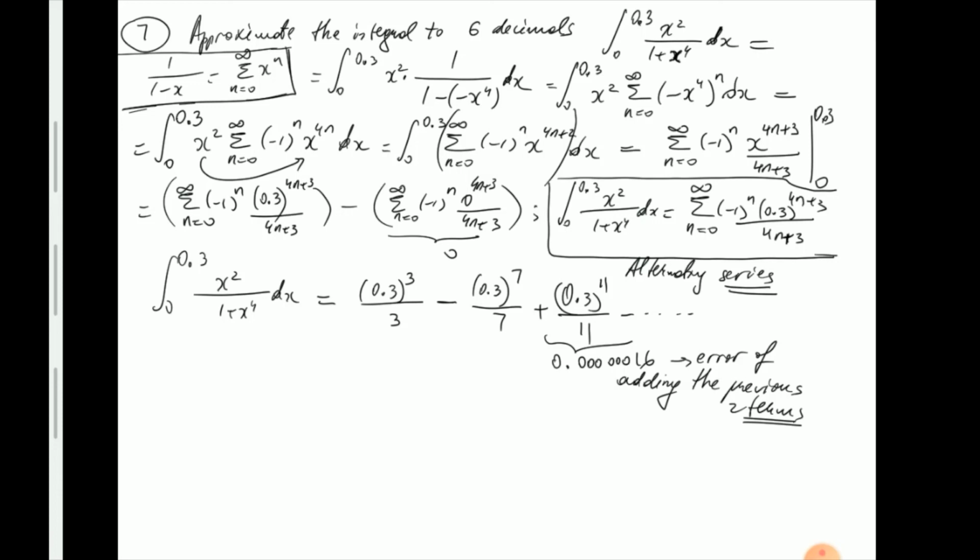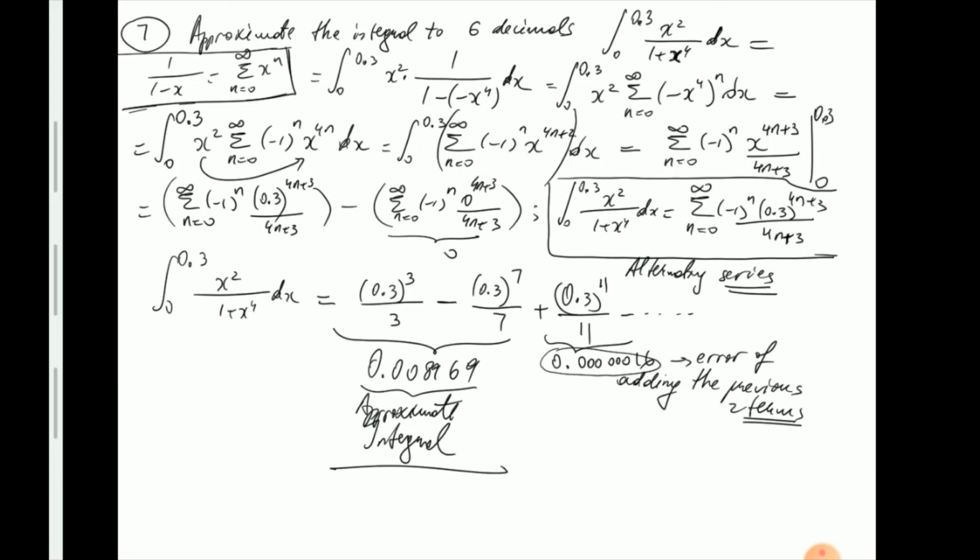So that's the error between the exact value and adding the first two terms. So you are already within 6 decimals, right? The fact that the third term has 6 zeros after the decimal means that just adding the first two terms is enough to be within 6 decimal places. So if you do the computation here for the first two terms, you get 0.008969. So that is the approximate answer, the approximate integral. All right, so I hope you're convinced that this is indeed useful.